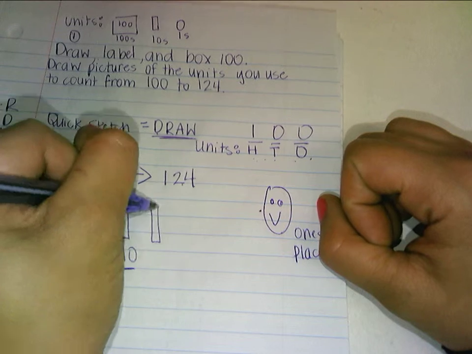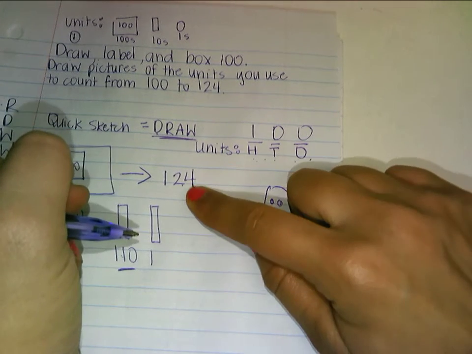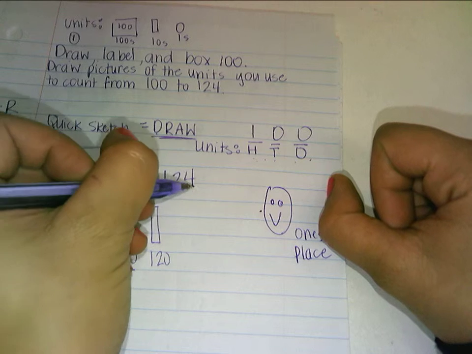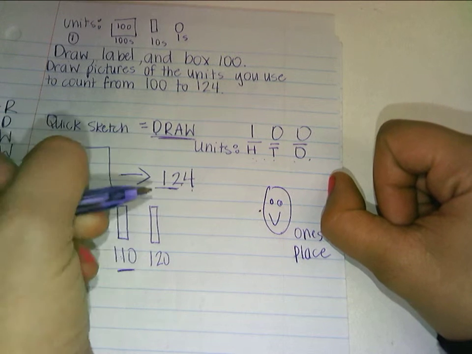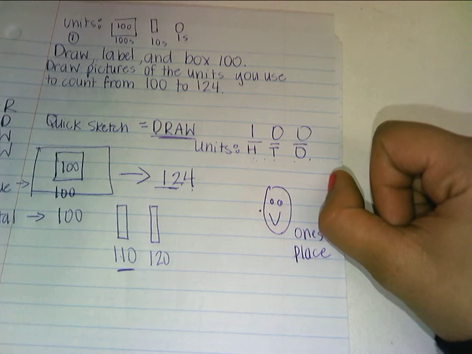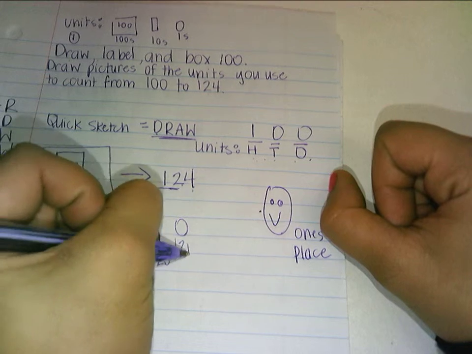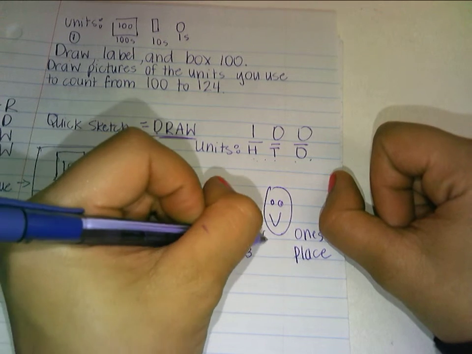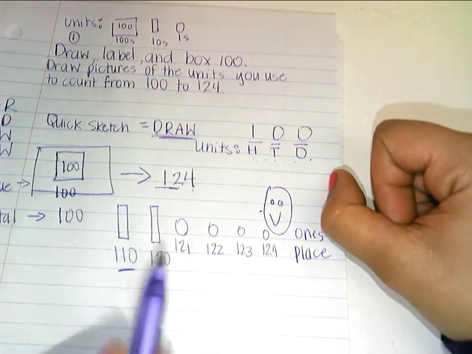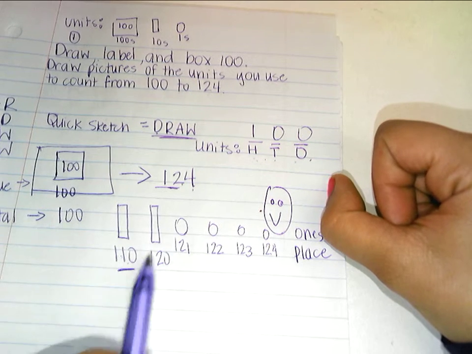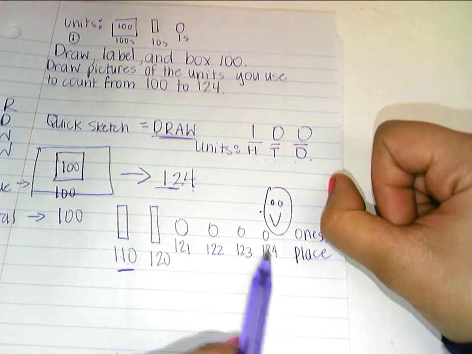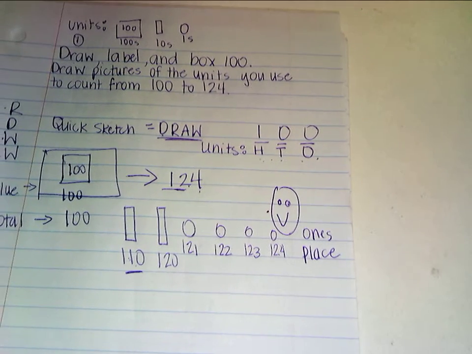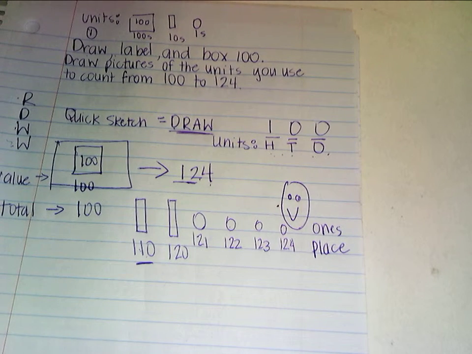I count on another group of 10 because I'm not at 124 yet. 120. And then I count by ones because I'm at 120. Now I get to 124. 121. 122. 123. 124. Make sure that the number matches up with the picture. Okay, keep your drawing as organized as possible, kind of like what we talked about during class. Okay, so now I'm there.